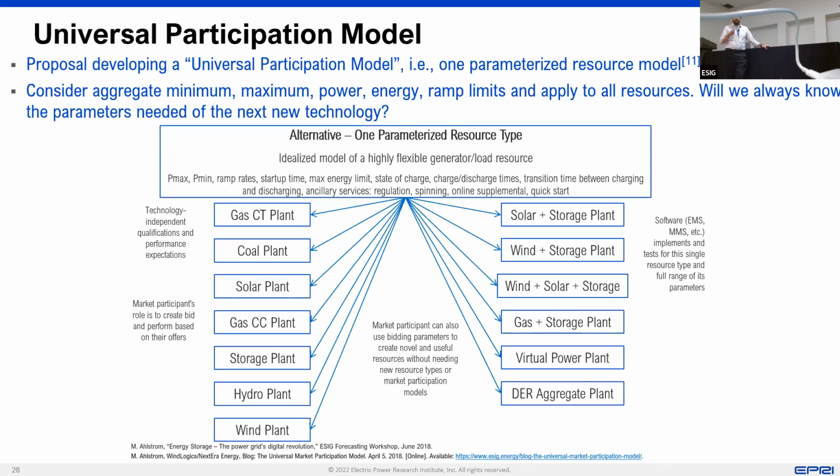Finally, I stole this diagram from Mark, and I think it's a very useful way of thinking about maybe what the future of participation models are. And that's this idea of a universal participation model, kind of thinking about all the different parameters that might be necessary and allowing that to be how you might represent any technology, whether it's any combination of different technologies and the parameters that might be associated with that. And I think it's a very useful way of thinking about it.